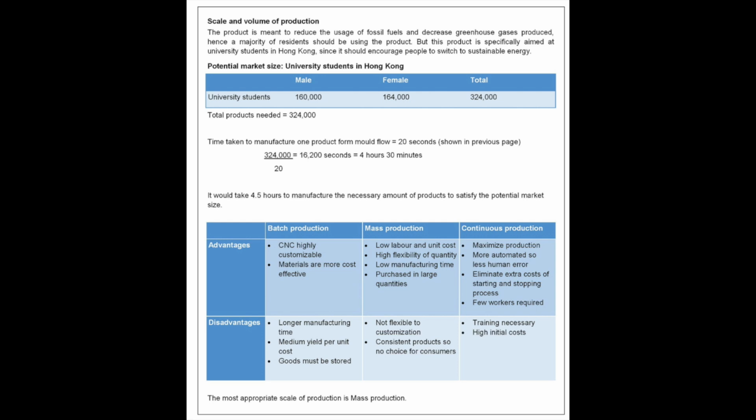This table lists advantages and disadvantages of different scales of production and adds little to any justification, and the student does not relate their choice to any of the information that is in the table. Mass production is stated as the most appropriate scale of production, but it is based on a series of incorrect assumptions and is not supported with evidence.